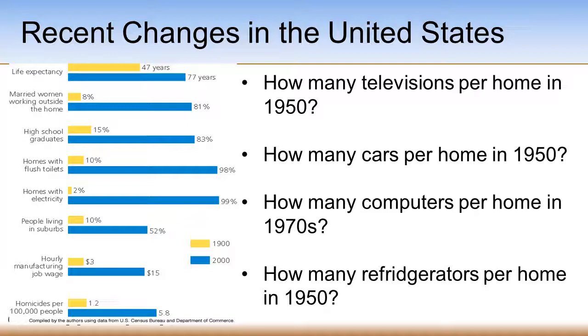High school graduates, 15% in 1900 and 83% in the 2000s, which does mean that we have improved our education system.